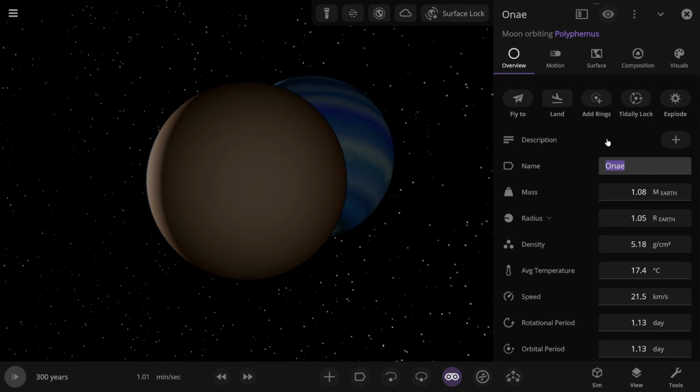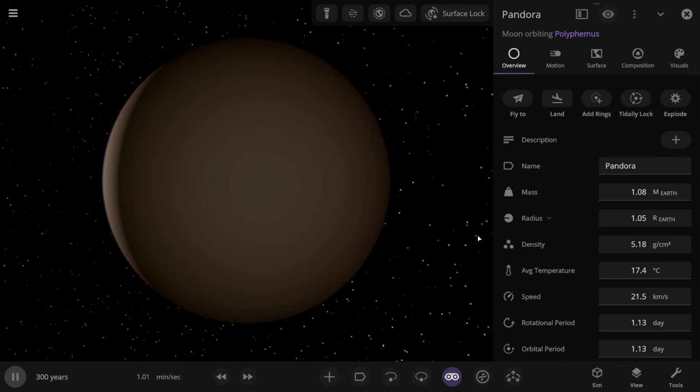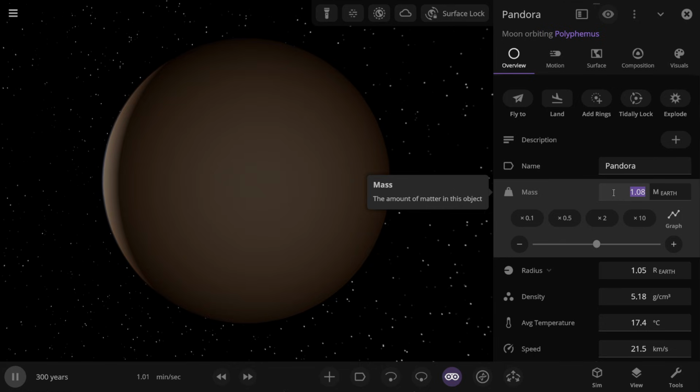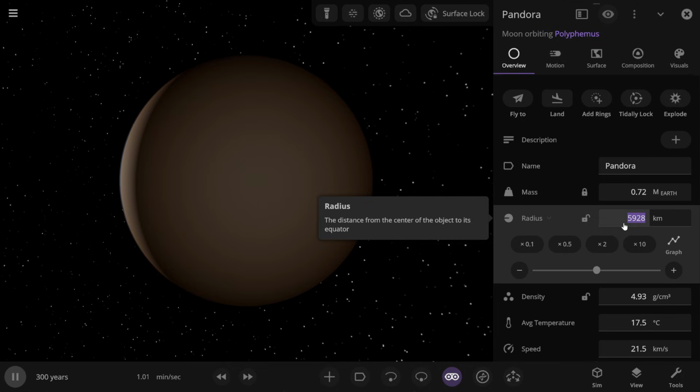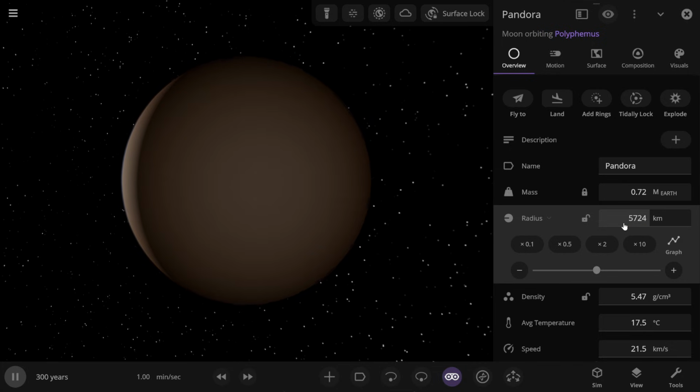Now I'll name Pandora Pandora, because how could I not? And now I'll work on its physical characteristics. Pandora's mass, according to information from the internet, is 0.72 of Earth's mass, and the diameter is 11,447 kilometers. Since the simulator here doesn't have diameter but radius, I need to divide this value by 2, and the radius comes out to 5,724 kilometers.